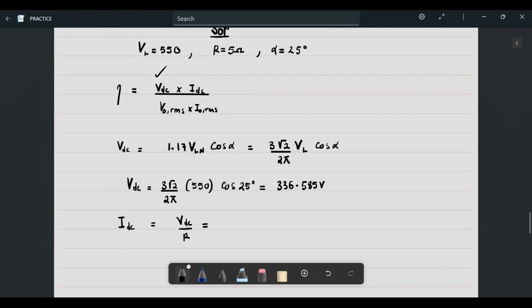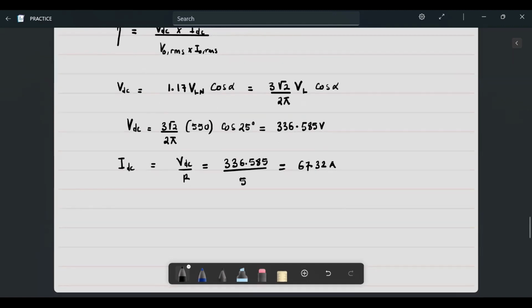So VDC we found 336.585. The resistance given is 5 ohms, right? So this is equal to 67.3 amps.